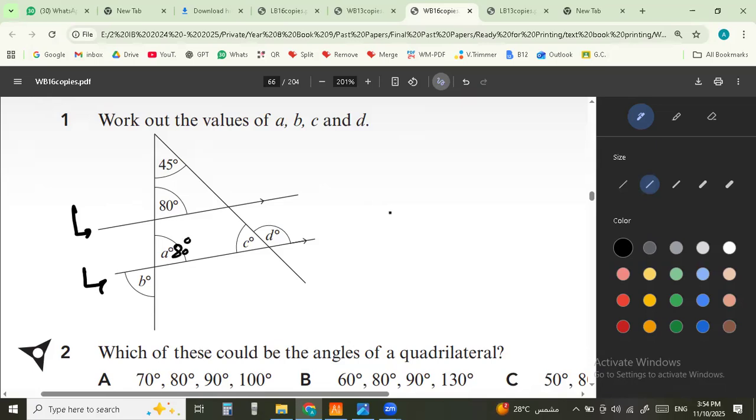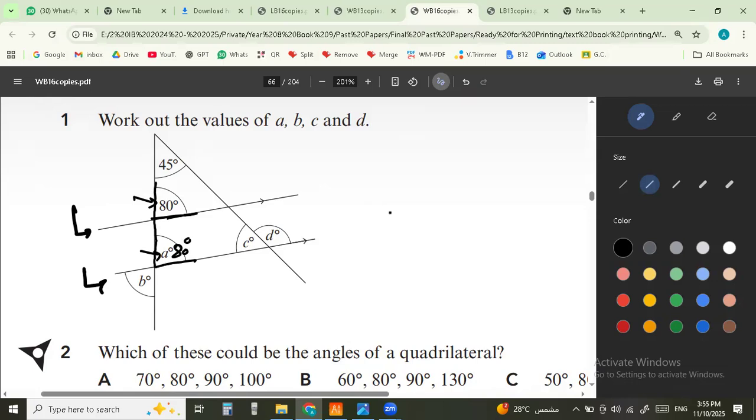Knowing that these two angles are corresponding angles, because this is corresponding with this angle, making the F letter. Look at this. Here you go. So this is 80. This is going to be 80. Both of them are equal because they are corresponding.